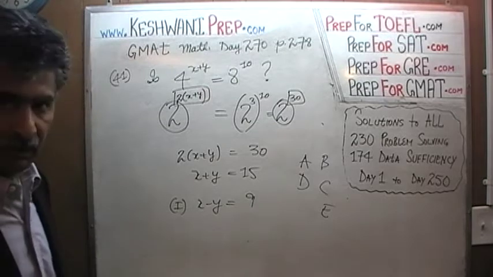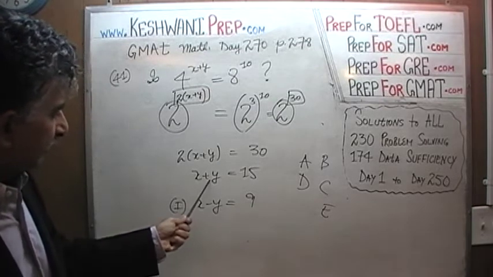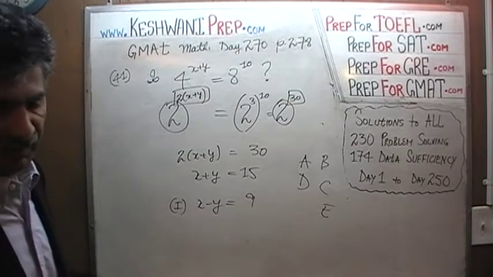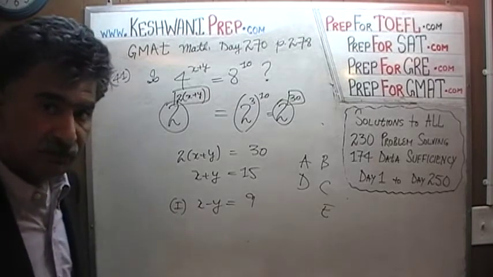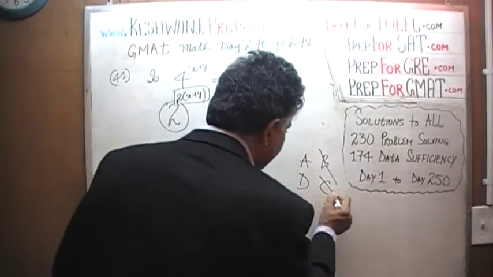We want to find out x and y, and we can find out x and y because this first statement gives us this equation. We can solve for two variables, obviously, which means the first statement does the job nicely. Which means we know now the answer cannot be B, C, or E.